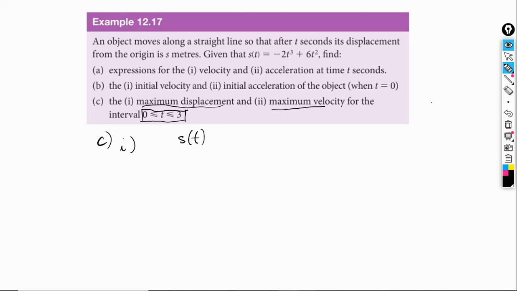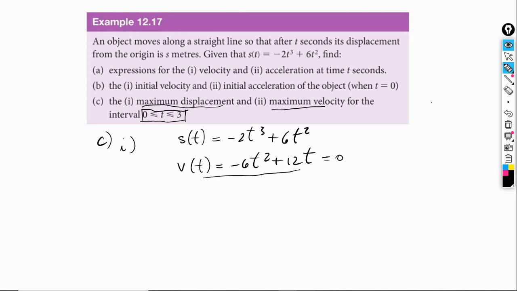Now we know that the displacement formula is equal to minus 2t cubed plus 6t squared. Now remember that in order to find the maximum or the minimum of displacement, we need the derivative. But the derivative, we already found it. It's the velocity formula. And the velocity formula is minus 6t squared plus 12t. So in reality, this is what we need. And we need to find out, first of all, when this equals 0, because that would be the maximum for the displacement, or the minimum, depending.